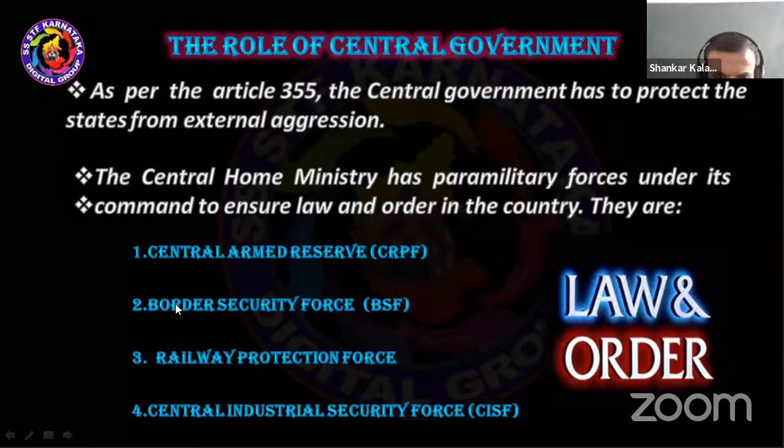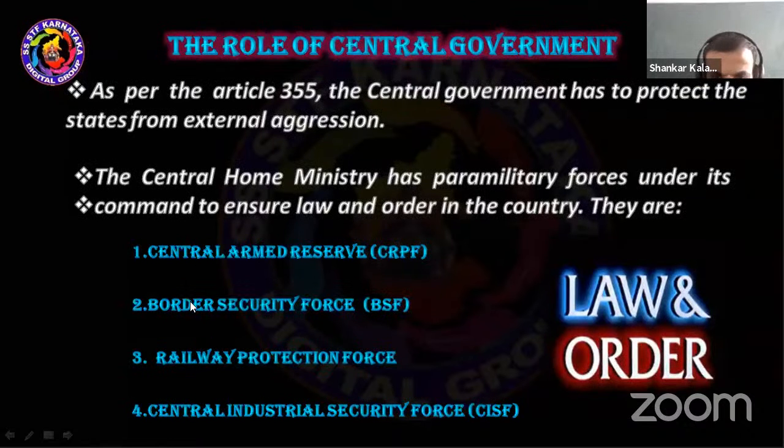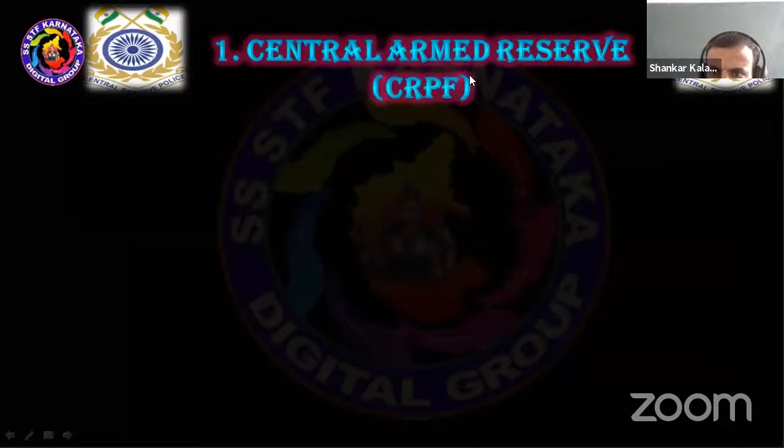Next, these are the paramilitary forces. Remember: CRPF, Central Reserve Police Force; BSF, Border Security Force; Railway Protection Force; and the CISF, Central Industrial Security Force.